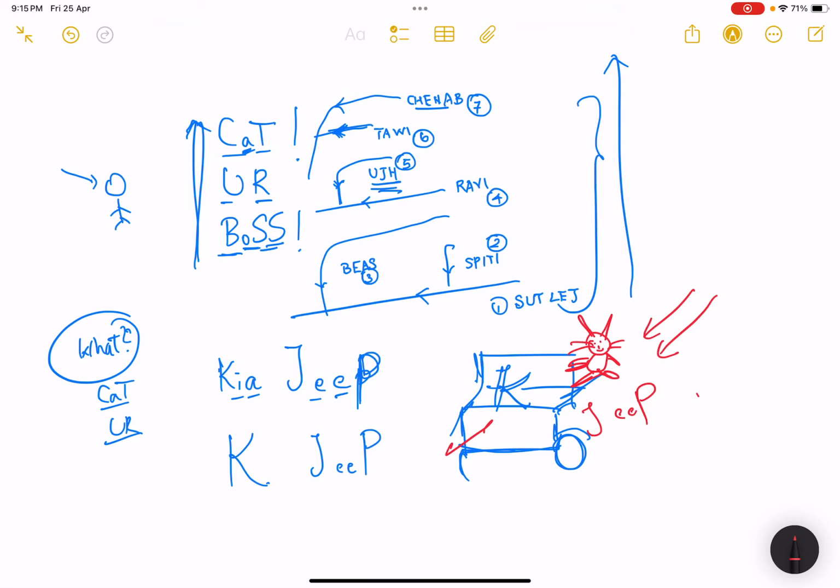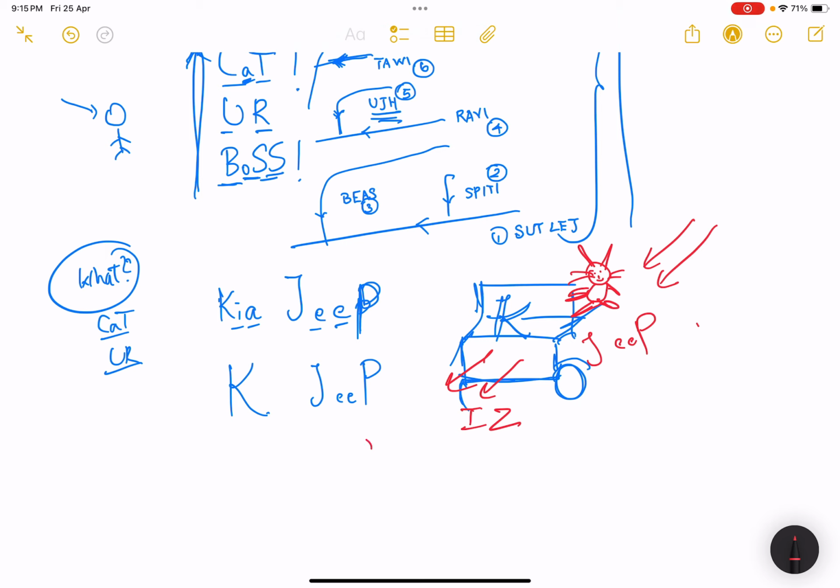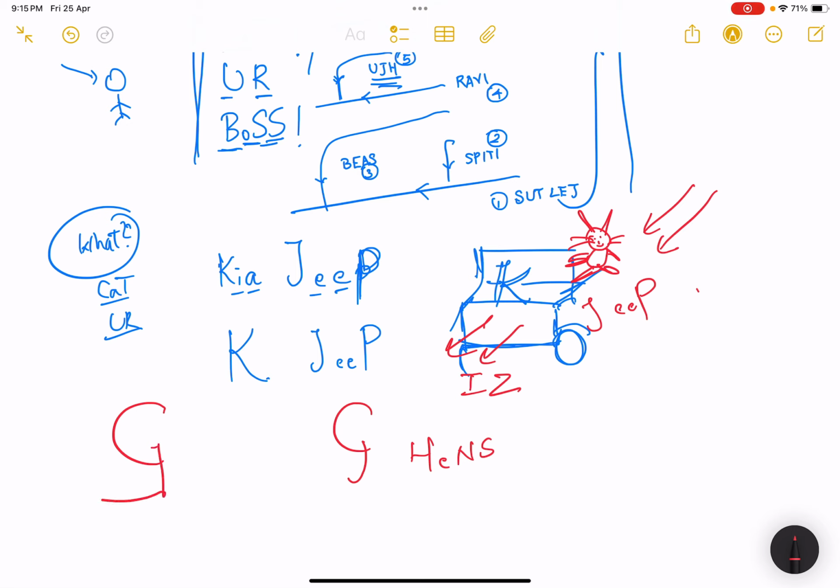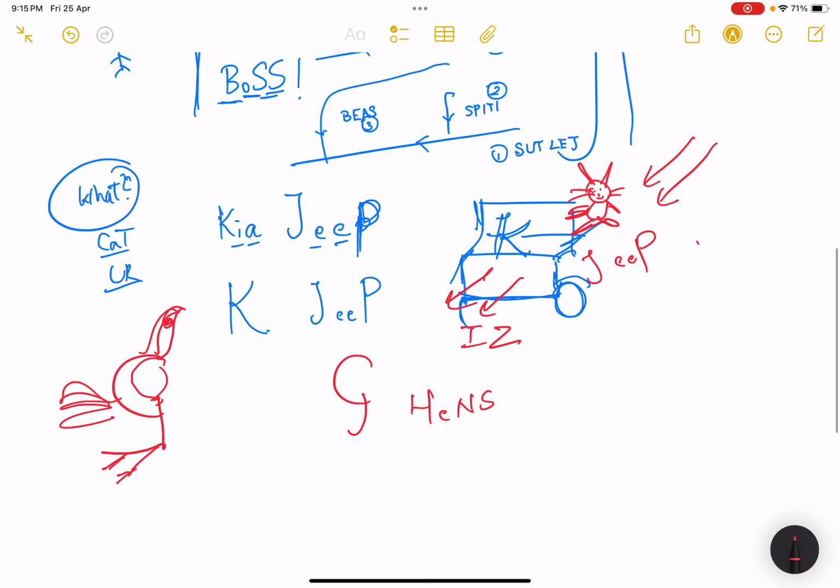The K Jeep is to hit over G hens. G hens, as in, I'm going to draw the cartoon again. Just bear with me. I know this is stupid and illogical, but the idea is this will help you to remember. So there you go. Those are the legs. That's the face. That's the body. And of course, that's your hen. So there are many hens standing here.